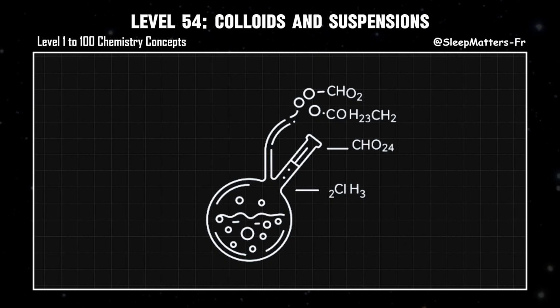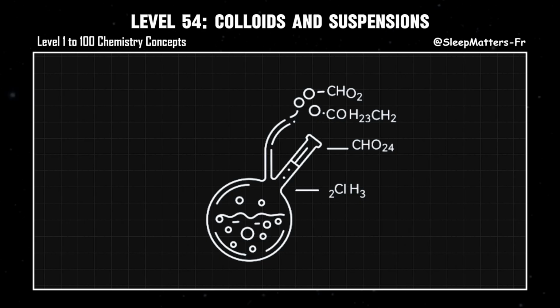Level 54. Colloids and Suspensions. Not everything can form a perfect solution. Sometimes substances mix, but they do not dissolve completely. This is where colloids and suspensions come in. A colloid is a mixture where tiny particles of one substance are spread throughout another, but they do not settle. They are too small to sink, but too big to truly dissolve.